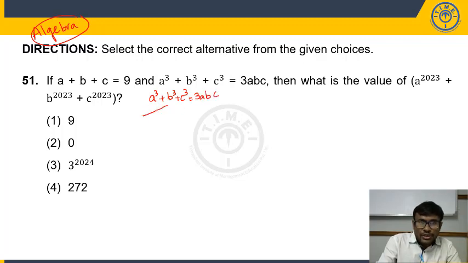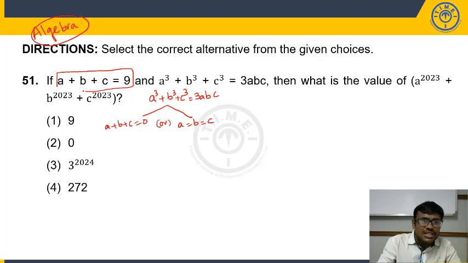So when A cube plus B cube plus C cube is equal to 3ABC, there are two possibilities. Either A plus B plus C is equal to 0 or A is equal to B is equal to C. But clearly he mentioned that A plus B plus C is equal to 9. So this cannot be possible. Now the only possibility is A equal to B equal to C.